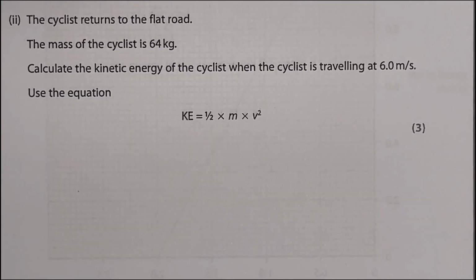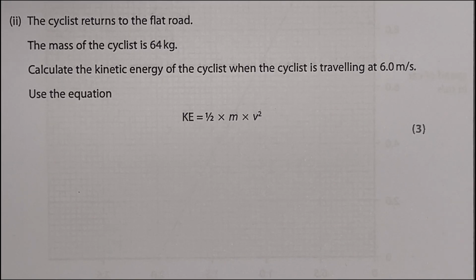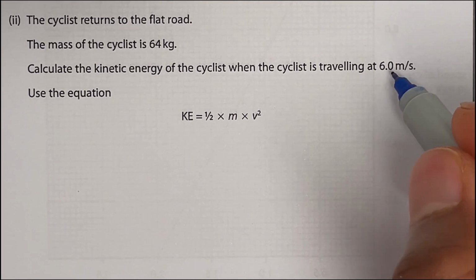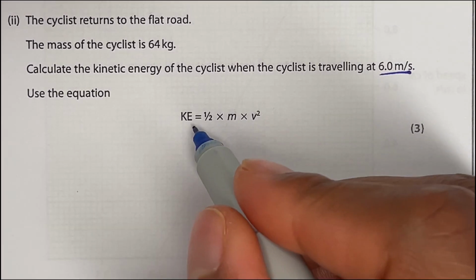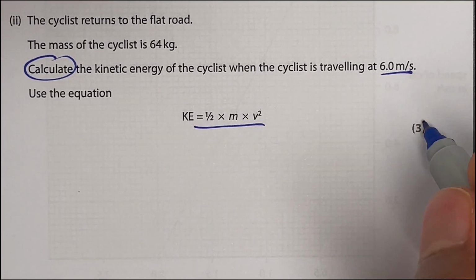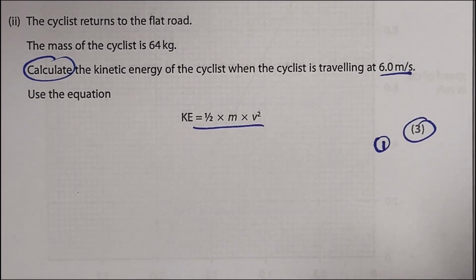The cyclist returns to the flat road. The mass of the cyclist is 64 kg. Calculate the kinetic energy when the cyclist is traveling at 6 meters per second. Okay, the formula is given to us. It says calculate, so I need to show my working out. And this is 3 marks, so working out should be 1 mark. Answer should be 1 mark.